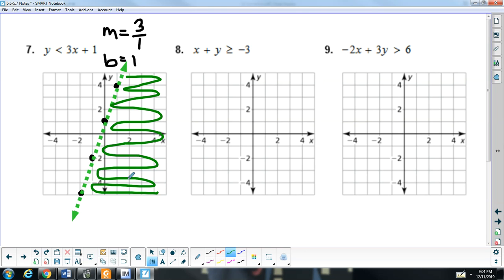Okay, so that means anything in this shaded area is a solution, just not the points on the line or above the line. So that's nice. Those were all in y equals form for us, y by itself. 8 and 9 are not. We have to get the y by itself first on number 8 and number 9. We've been doing a lot of this lately.